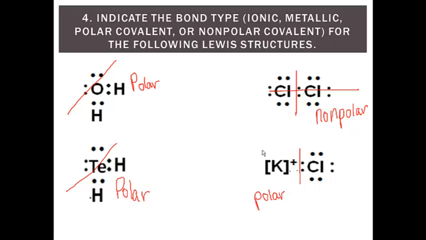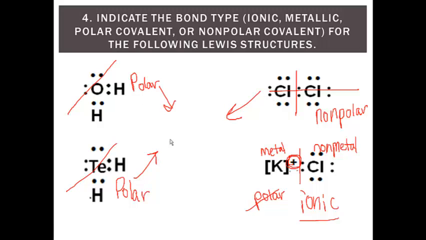But we need to be careful, because we have a metal and a nonmetal. So that tells me that this is ionic. The other big key is that we've got the charge. So that tells me that's ionic. These guys, all of the other ones, these are two nonmetals, which is, of course, covalent.